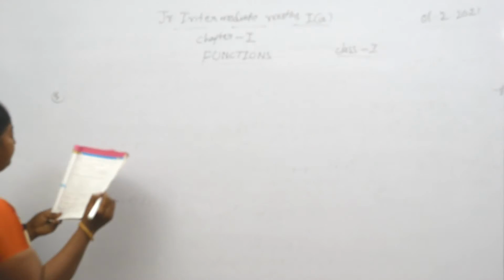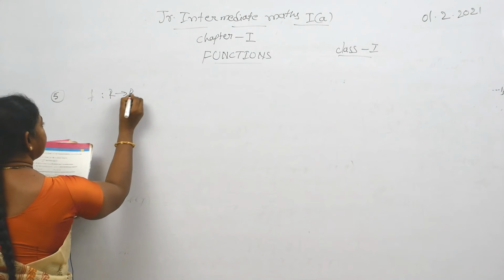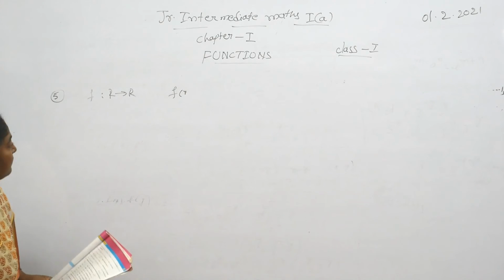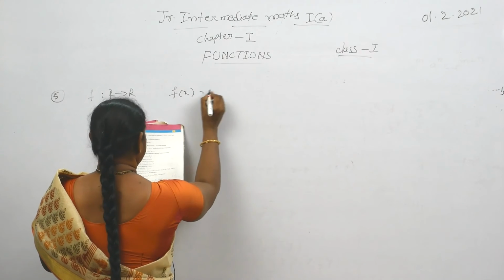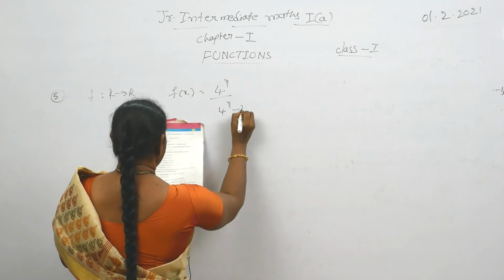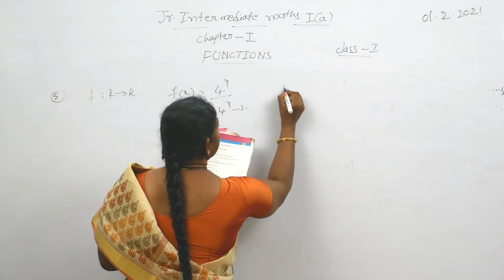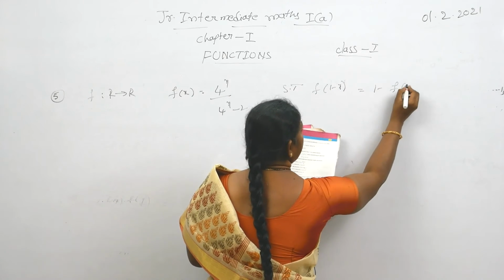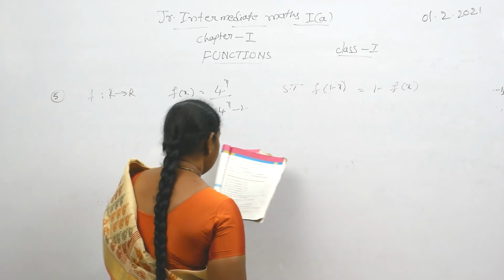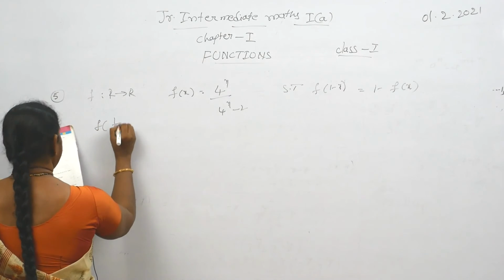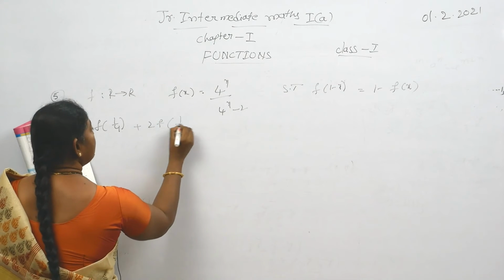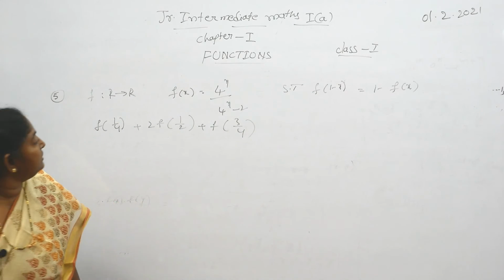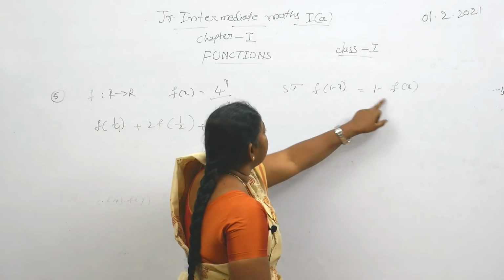Fifth problem. If a function f from R to R is defined by f of x equal to 4 power x by 4 power x minus 2, then show that f of 1 minus x equal to 1 minus f of x, and hence deduce the value of f of 1 by 4 plus 2 f of 1 by 2 plus f of 3 by 4. So we have to satisfy this condition.